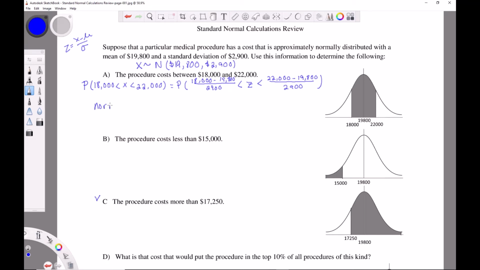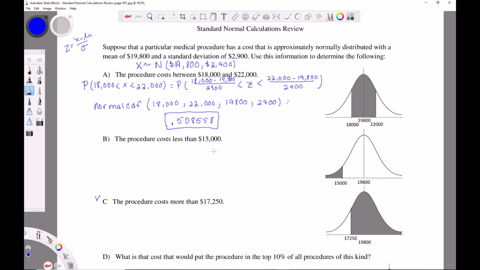So normalcdf, and remember that's also under menu 5 in your calculator. My low end comes first, 18,000. And that'll go up to the high end, 22,000. You really don't need the commas. And then the mean is 19,800, and then the standard deviation is 2,900. And that will give you your probability, 0.508558. That's what my calculator gave me. At least 3 decimal places.